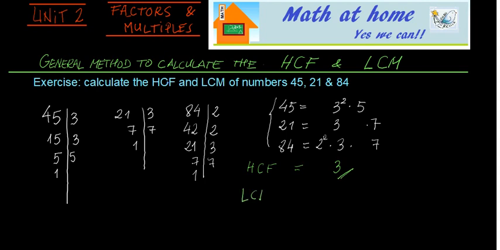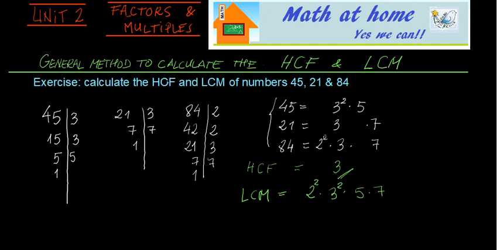Lowest common multiple. You have to write all the factors now, and now you have to put the exponents. The exponent is always the highest exponent for the lowest common multiple. The highest exponent among these three numbers for 2 is 2, so we write 2 here. For 3, the highest exponent is 2. And for 5 and 7, it is 1, so 5 and 7 are to the power of 1.